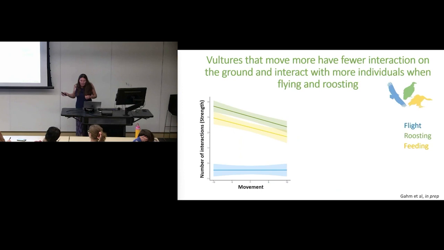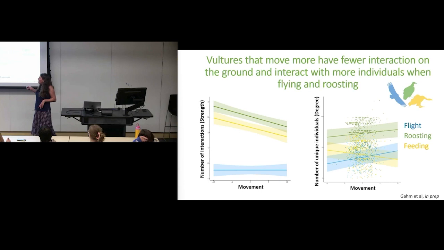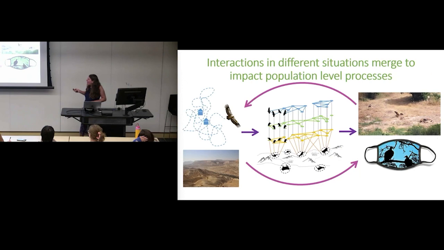The number of interactions is influenced by movement, such that if you move more, you actually interact with fewer individuals in roosting and feeding situations. Surprisingly, flight had no influence. And when we look at unique individuals, flight and roosting have a big influence, and movement has a big influence on this in flight and roosting, but not in feeding. Okay, and so moving forward, where you end up eating will determine who you interact with, how you move around, and can you get feedback on this?